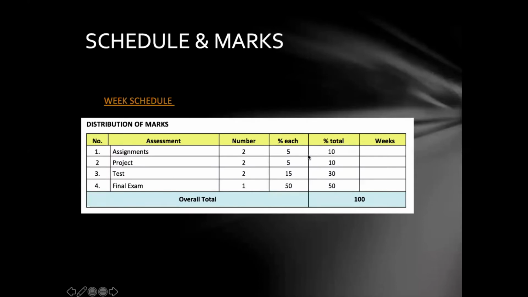Nah ni dia our distribution of marks. Kita tengok di sini assignment, 2 number of assignment. Walaupun saya akan bagi banyak assignment, maybe sebab sekarang online. Kalau you tak buat assignment, you tak faham. So kita ada banyak assignment, tapi saya akan ambil 2 saja sini. And then project, 2 project, so the total is 10%.